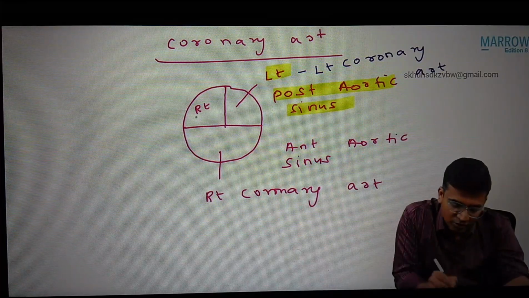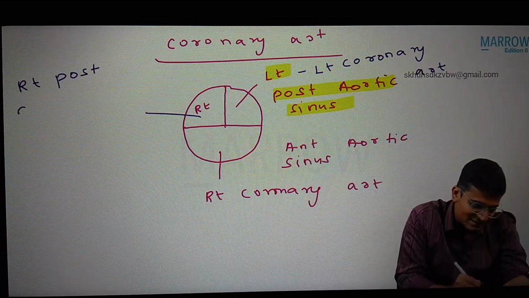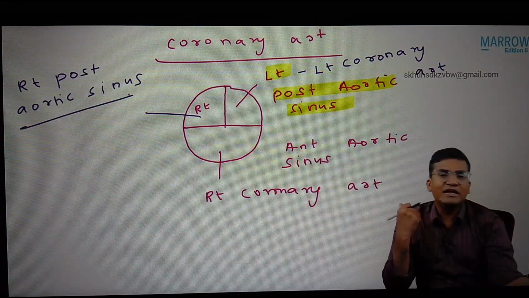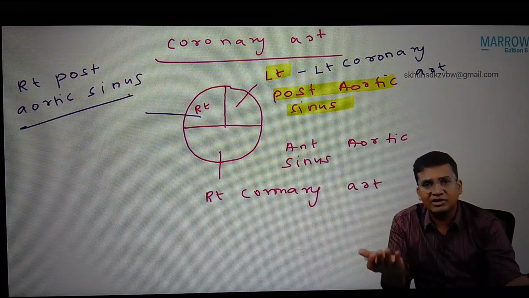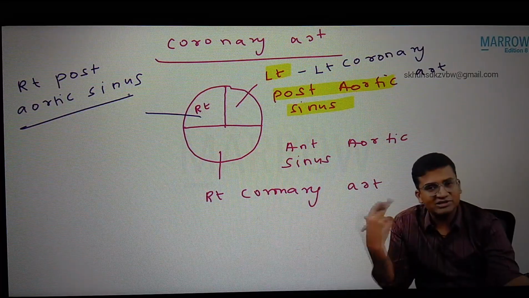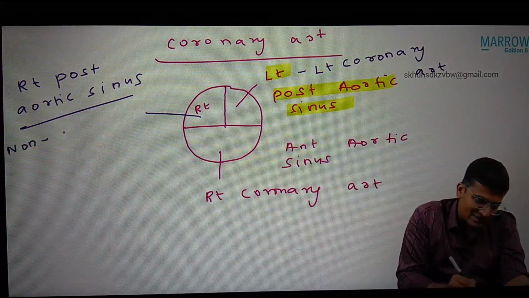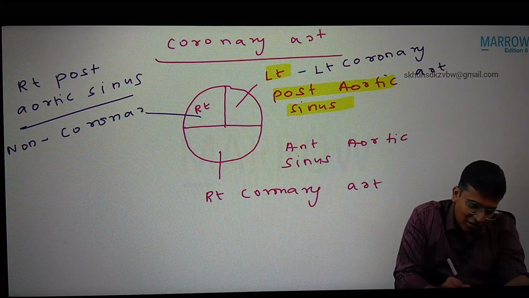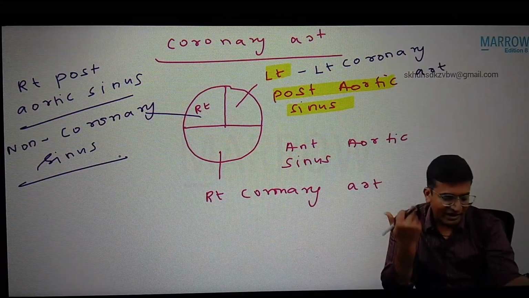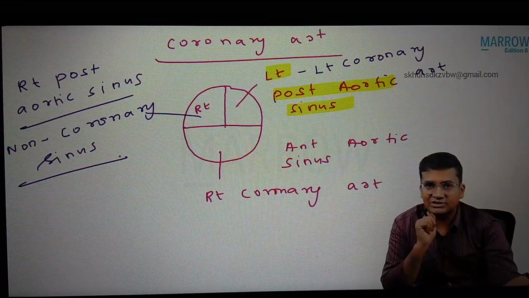Now we have one more aortic sinus, the right posterior aortic sinus. It is not giving origin to any coronary artery. So the right posterior aortic sinus is called the non-coronary sinus, because coronary arteries do not take origin from it. Clear? Right. This is the origin of the coronary arteries.